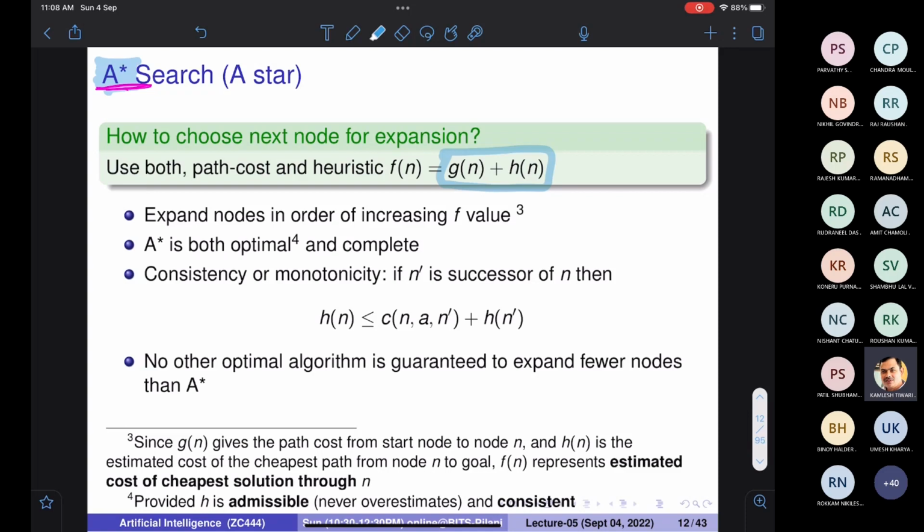Okay, so definitely you can think that if you use this particular method, it is going to be better, and maybe explore the nodes in a different sequence. Earlier you were exploring the nodes in one sequence, but by using this you are going to explore them in a different sequence. The same thing that I told you: expand the nodes in order of increasing f value. A star is both optimal and complete. Complete means if there is a solution, it gives you the solution. Optimal means it does not explore a lot of nodes. And this comes because of two properties, admissibility and consistency. We will come back to what they mean.